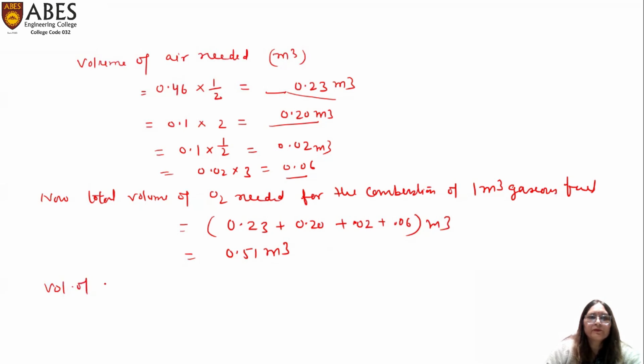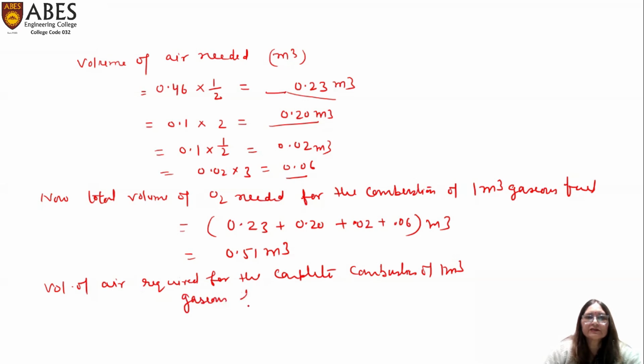Volume of air required for the complete combustion of 1 meter cube gaseous fuel is 100 upon 21 into 0.51 meter cube. And the answer is 2.43 meter cube.